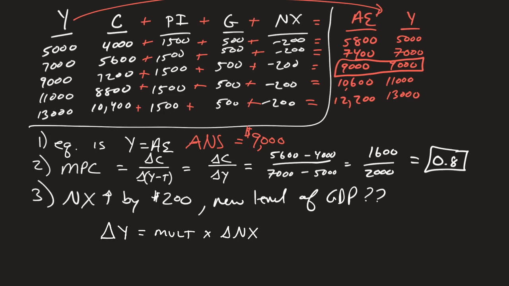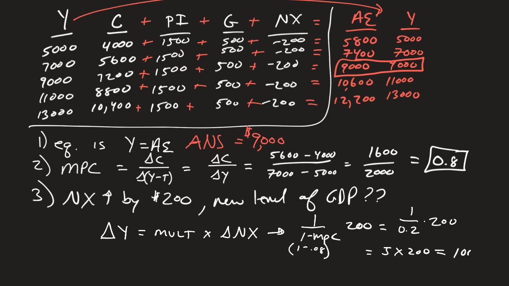Well, if I do this out, I know my multiplier is 1 over 1 minus MPC, and I know my change in net exports was 200. So I plug this in, right? It's 1 over 0.2 times 200, right? 0.2 is going to be 1 minus 0.8. And we know that this is going to be 5 times 200, which is going to equal 1,000. So that's going to be my overall change in spending, and my change in GDP is going to be 1,000.